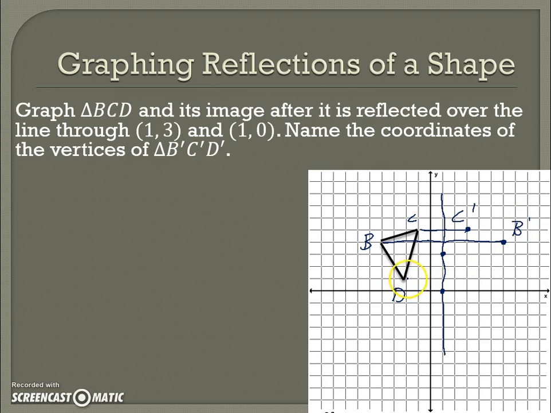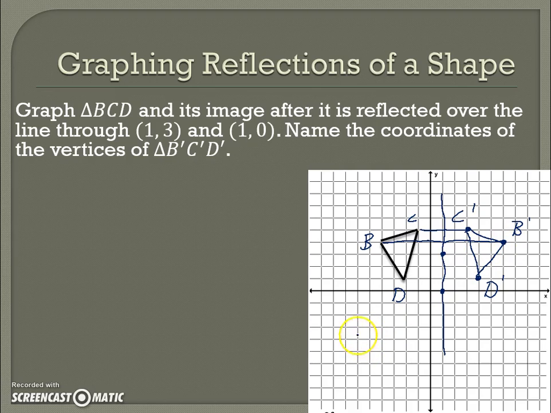And then to create D prime, it's 1, 2, 3. So to go this way, 1, 2, 3 again. And that gives me D prime. Last thing I need to do is to connect my points. All right, so there is my new triangle.